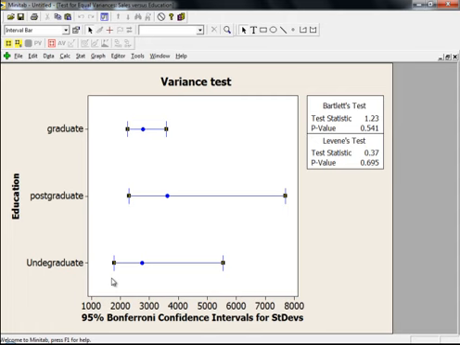If it overlaps, then there is more chance that there is no significant difference in the variance of the samples. Because see here, the variation of graduate is between 2254 and 3591. For postgraduate it says 2303 to 7693. It's overlapping. Both are overlapping. And similarly, this one is also overlapping. Okay. So because all these three confidence intervals are overlapping, most likely you will see your p-value will come greater than 0.05. See here.